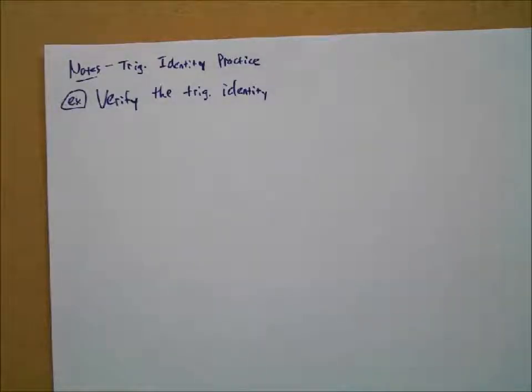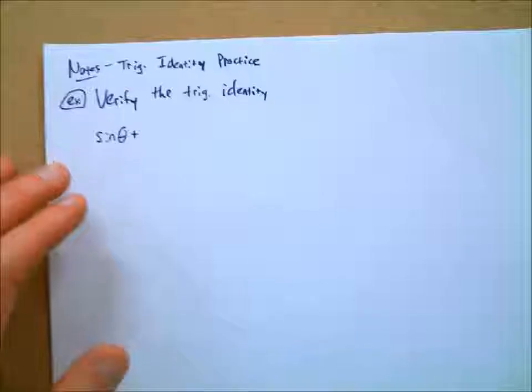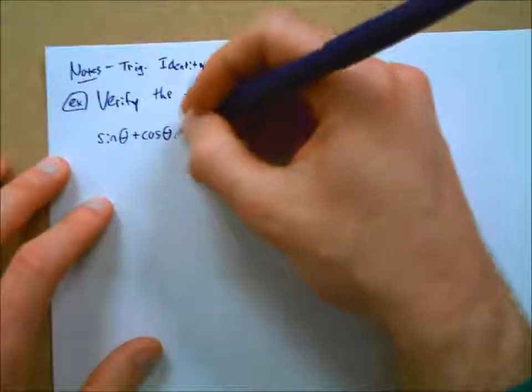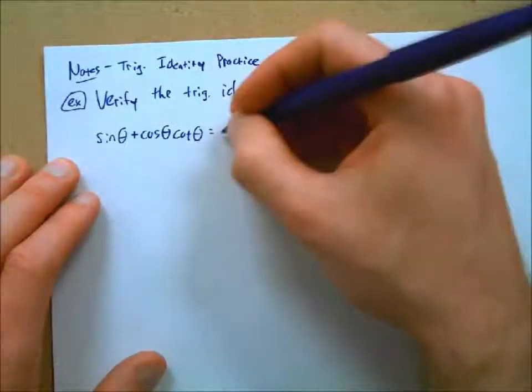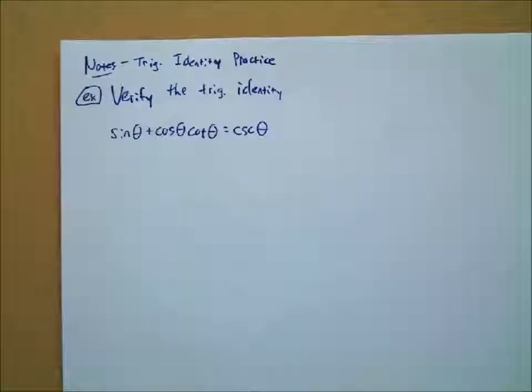All right, here we go. First one. Okay, there's our first one. Sine theta plus cosine theta, cotangent theta equals cosecant theta.